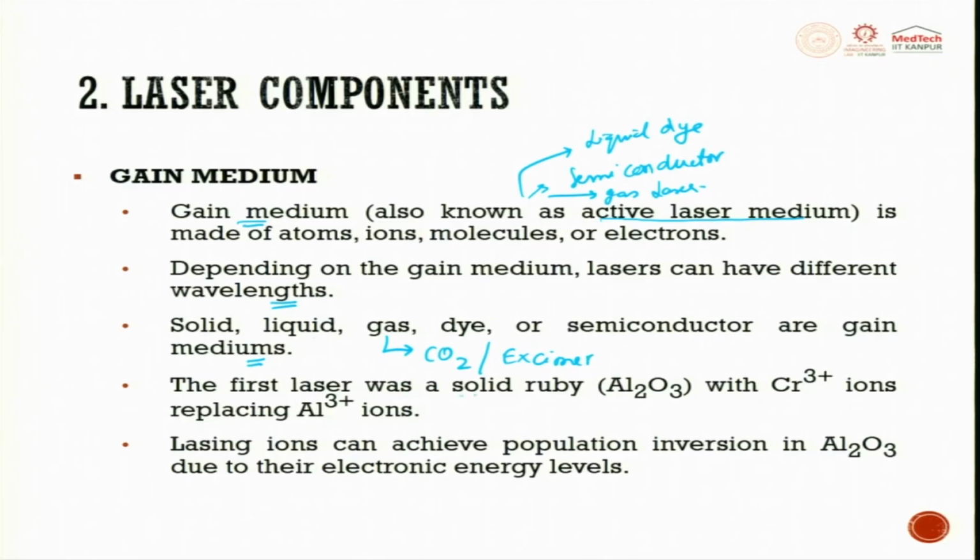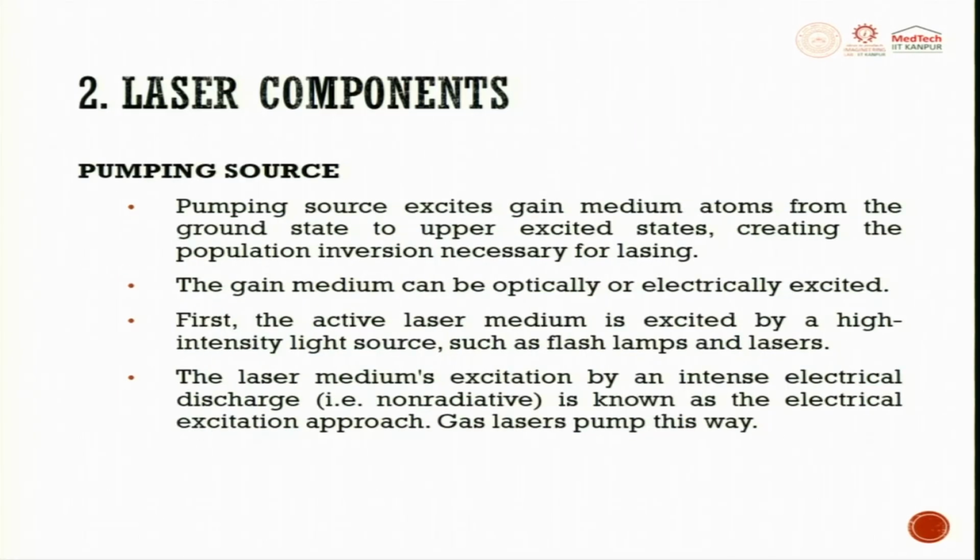The first laser was a solid ruby laser, alumina with chromium ions replacing aluminum ions. Lasing ions can achieve population inversion in alumina due to their electronic energy levels. So, the first laser was the solid ruby, alumina with chromium ion replacing the Al3+ ions. E1 to E3, E1 to E2 you can go. The pumping source excites gain medium atoms from a ground state to an upper excited state, creating the population inversion necessary for lasing action.